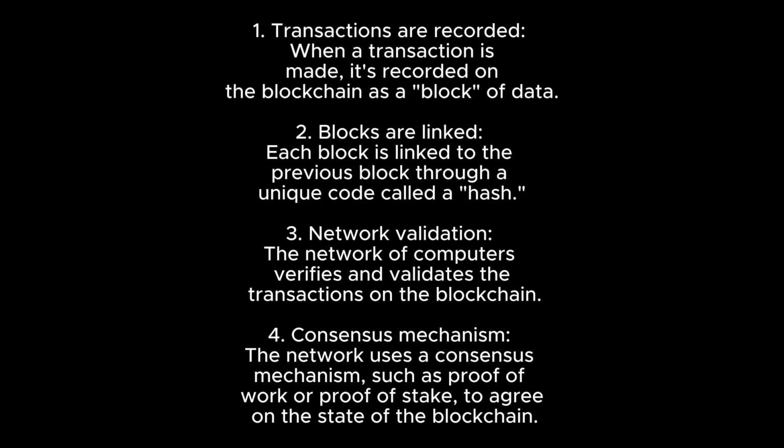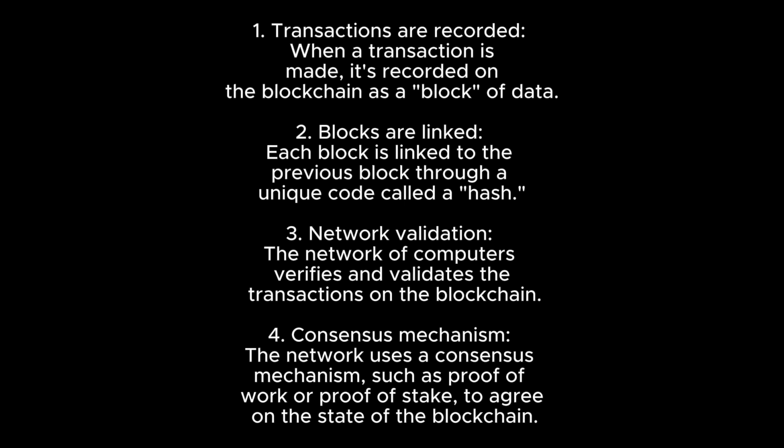Now that we know the fundamentals of the blockchain, we now have to see how this blockchain works. The first thing here is recording of transactions. Whatever transactions are carried out or made, they are recorded on the blockchain and it is known as blocks, or you can call it data. Each of these blocks is linked to the previous block through a unique code, and this code is called a hash.